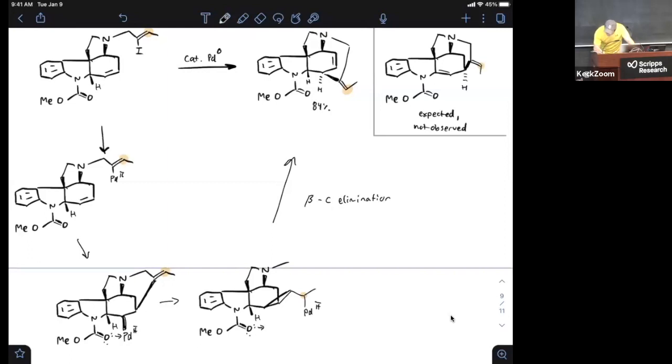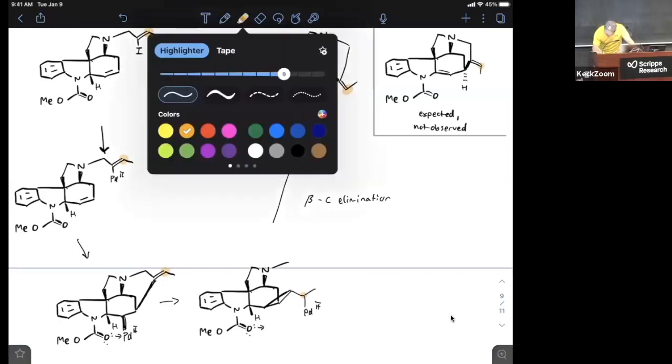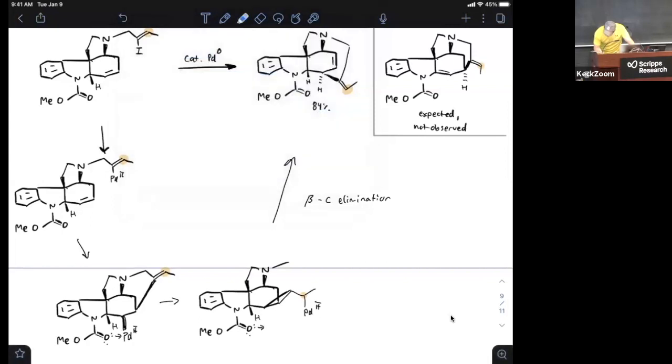So let's draw what I mean by that. Carbon elimination. So here's palladium and here's the carbon. Which carbon do you want to beta eliminate? The rightmost of the cyclopropane. The rightmost.